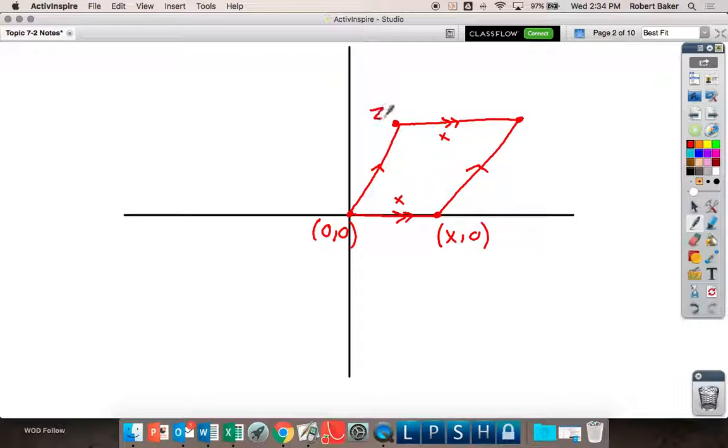I went over z units. It'd be y, right? Z, y. It could be j. It could be p. Could be q. Could be a. Could be b. It's whatever you feel like. So I went over z. How far up did I go? y.